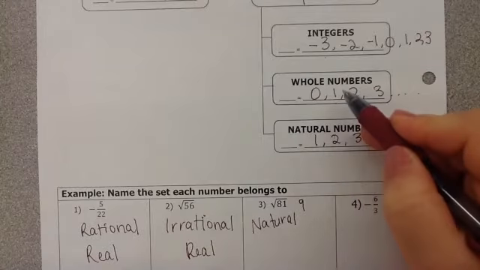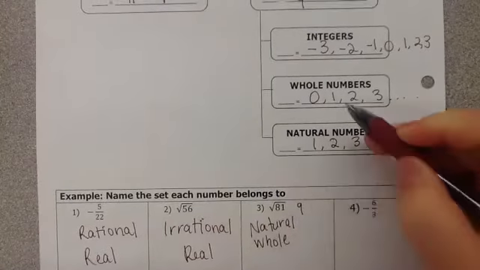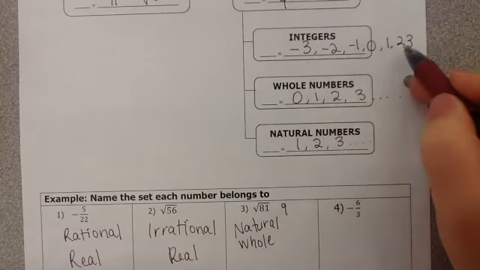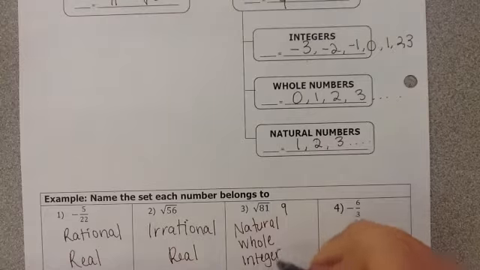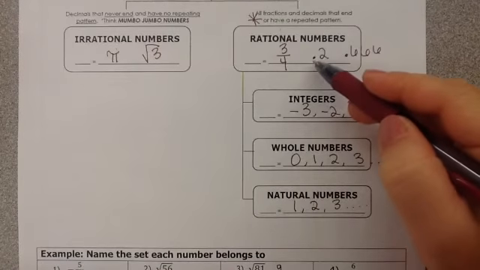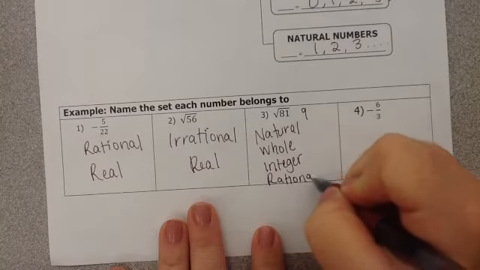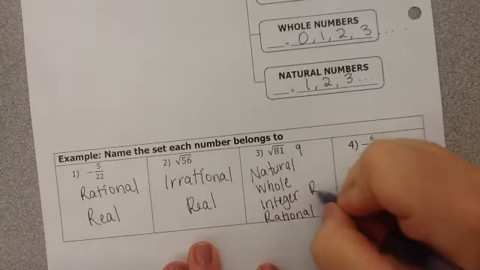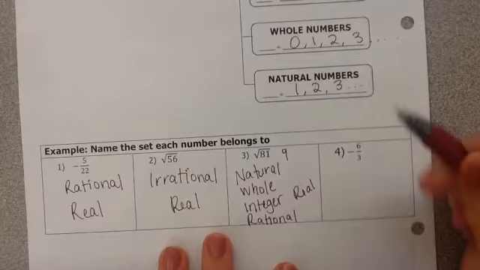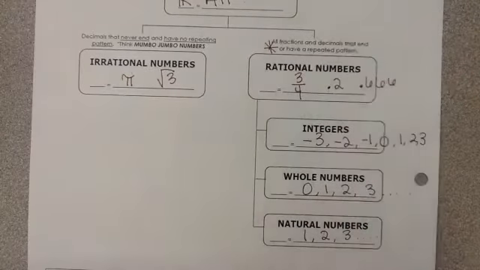And what's above it? 9 also is whole. What's above that? Integers. 9 is also an integer. What's above integer? Rational, because I can write it as a fraction, 9 over 1. And everything must be real. So find the lowest spot on the tree that it is, and then it's everything above.